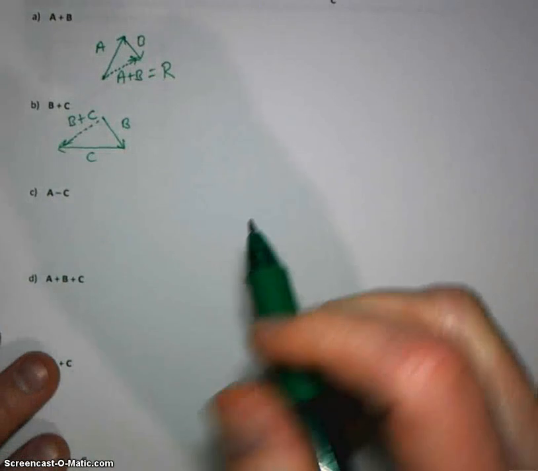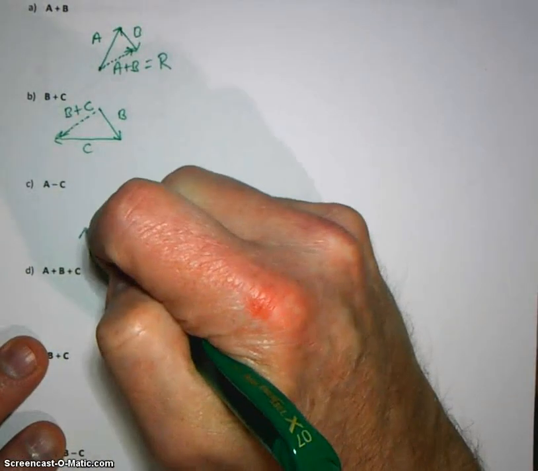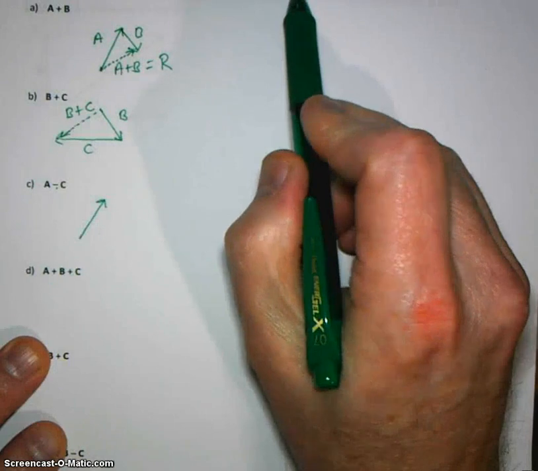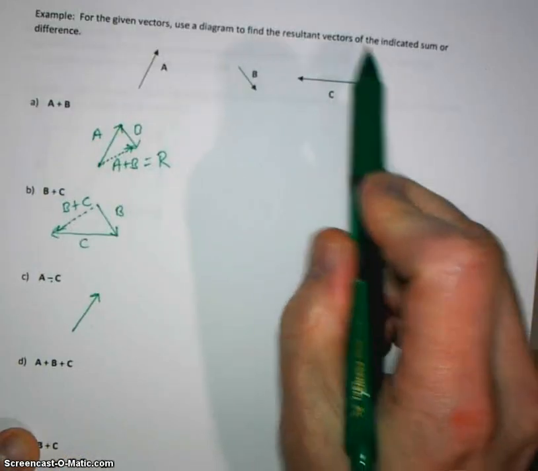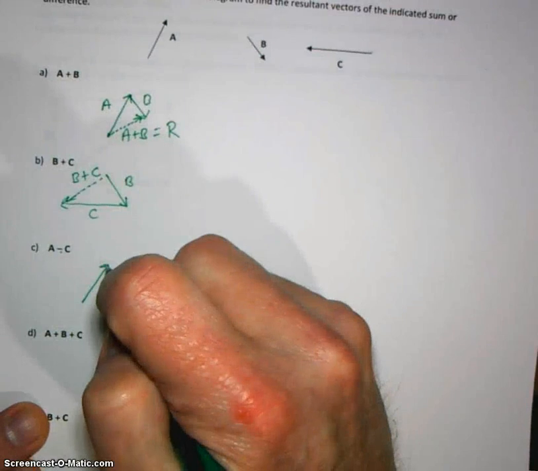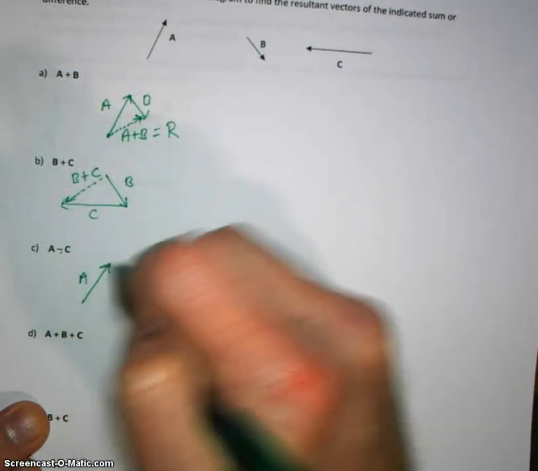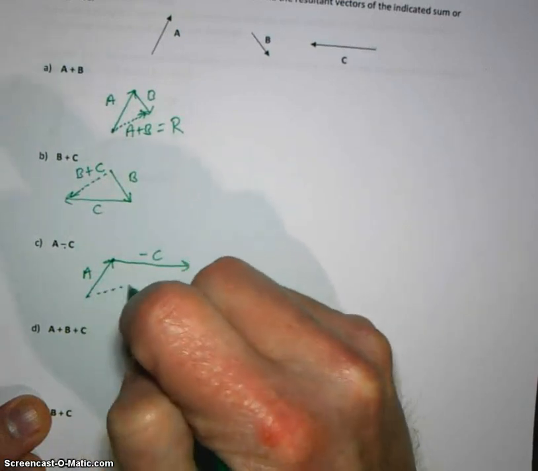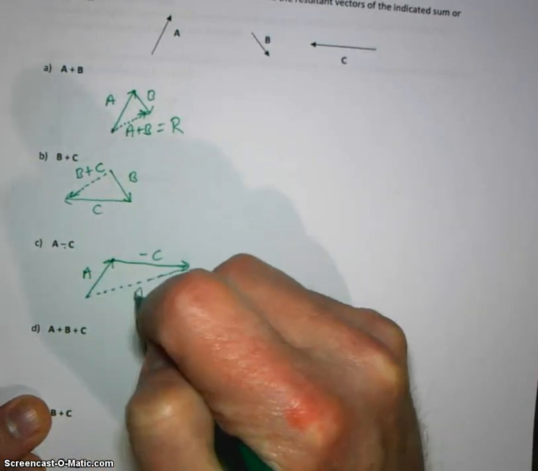All right, A minus C. Here's vector A. Now minus C means keep the same length, but go in the other direction. So now it's going to go from left to right. So this is A, and there's minus C. So this resultant vector would be A minus C.